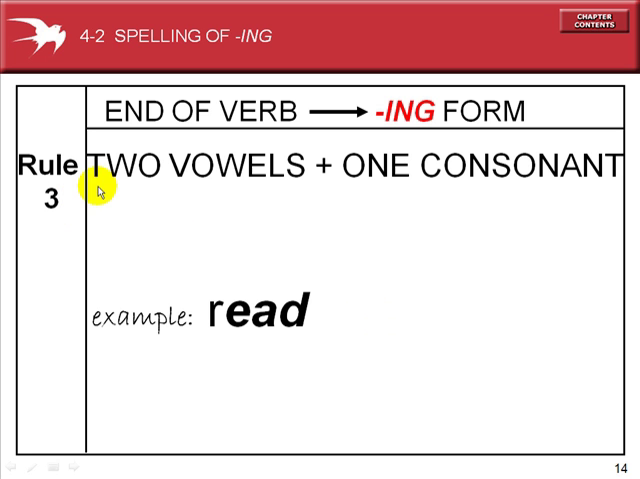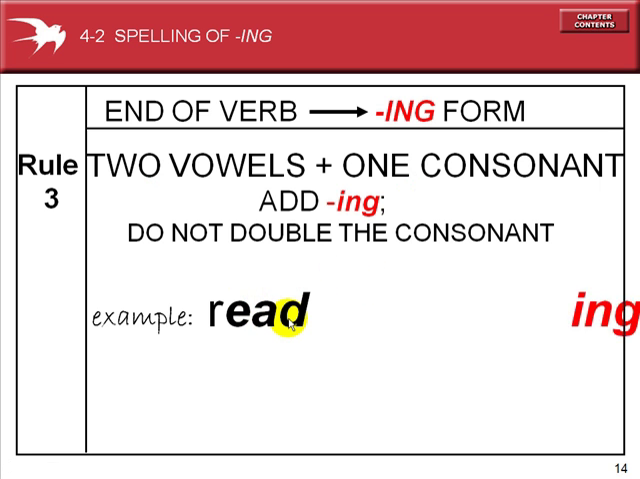Rule 3. When the verb ends in two vowels and one consonant, for example, the verb read, two vowels are E and A, ends in the consonant D. We do not double the consonant. We just add the ing ending.